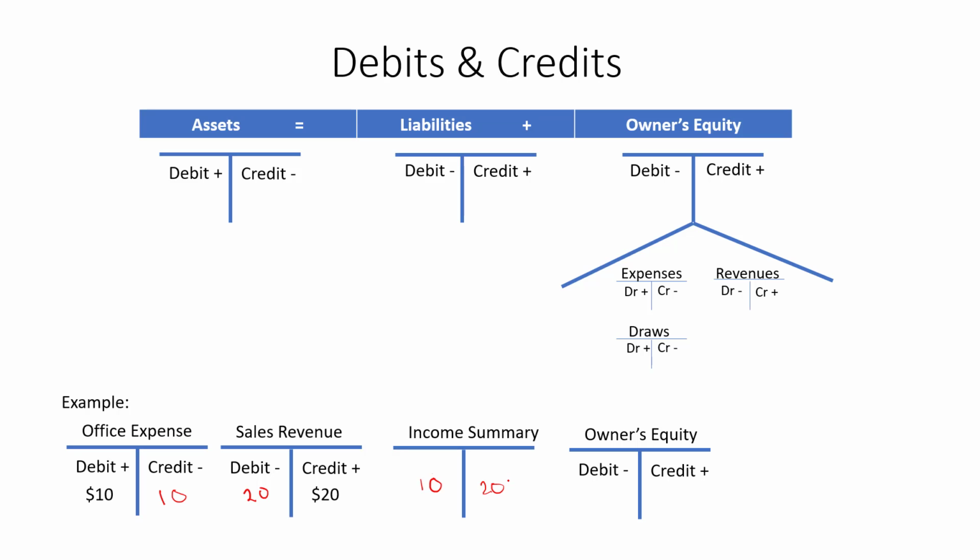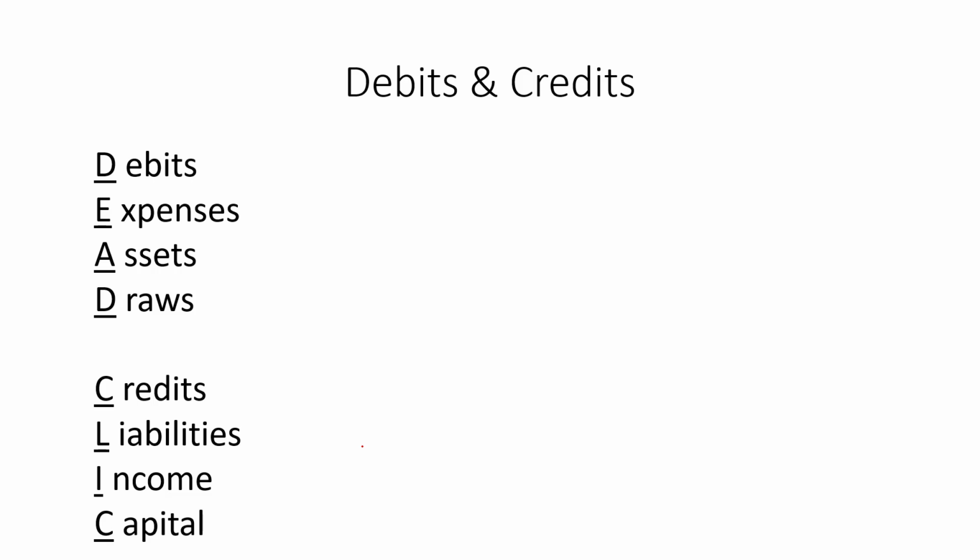Since we have credits for 20 and debits for 10 here, we now have a net credit balance of $10. So to get the income summary account to 0, we need to debit it for $10. So now we have 0 here. And since debits always must equal credits, since we have a debit for 10, we're going to credit our owner's equity account for $10. You can see that even though our expense accounts fall under the owner's equity umbrella and its normal balance is a debit, once we go through the closing process, that debit ends up actually decreasing our owner's equity balance.